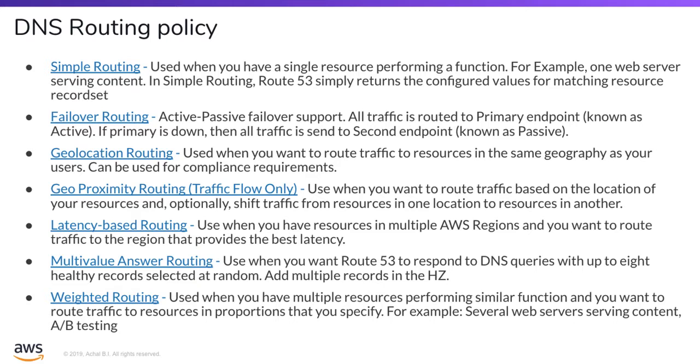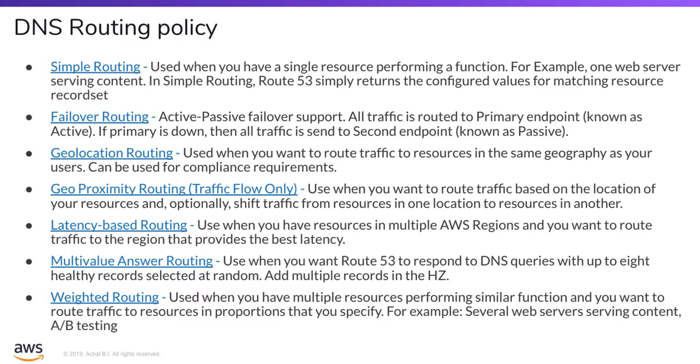There is a new policy option that was introduced along with traffic flow. Traffic flow is also fairly new. So geoproximity routing is a new way of routing policy. What it does is you can route traffic based on the location of your users, but optionally you can shift traffic from the resource in one location to another.